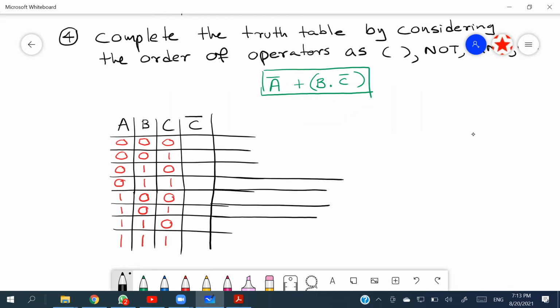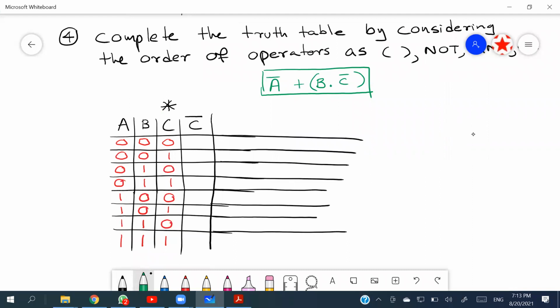Right? So how are we going to determine what are the values inside the C bar? Just by looking at the C column. So looking at this column, we can figure out what is inside the C bar. So if C contains 0, C bar contains 1, because that is what is happening.